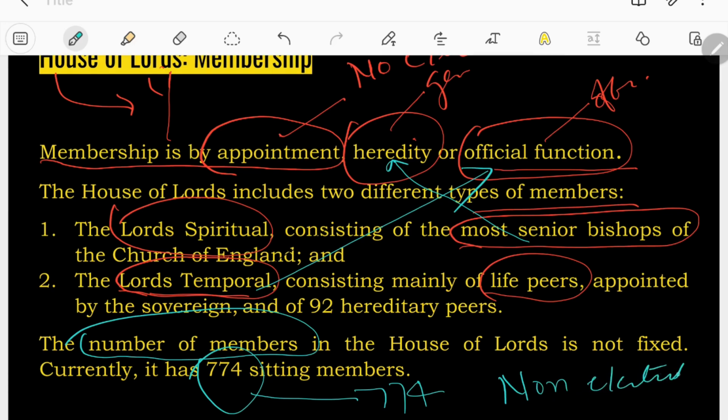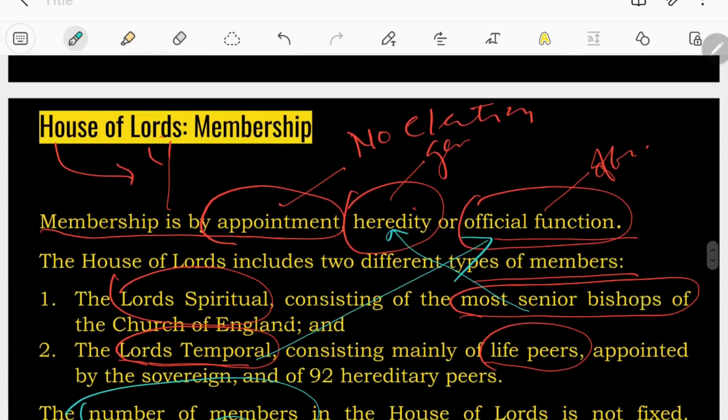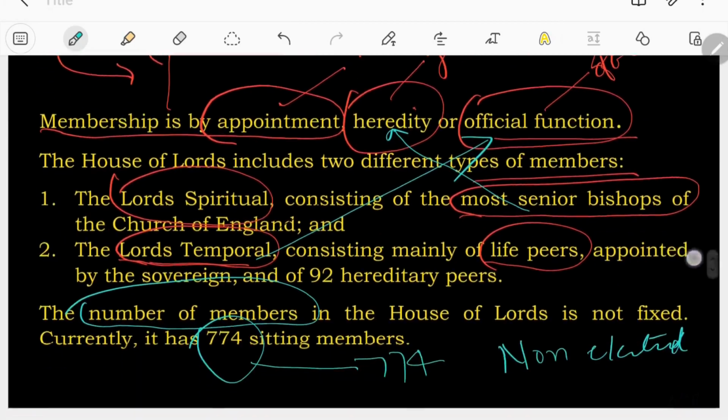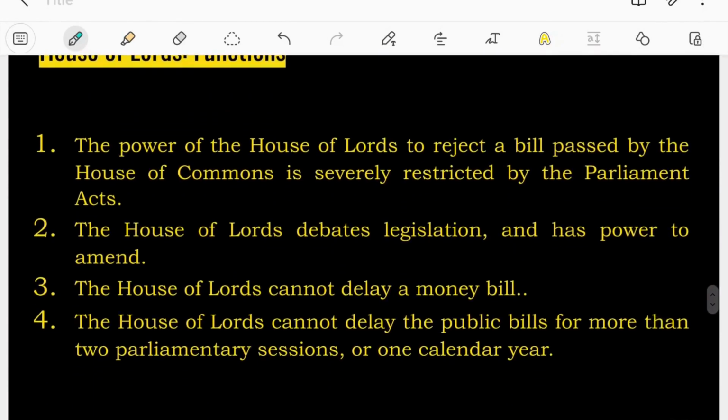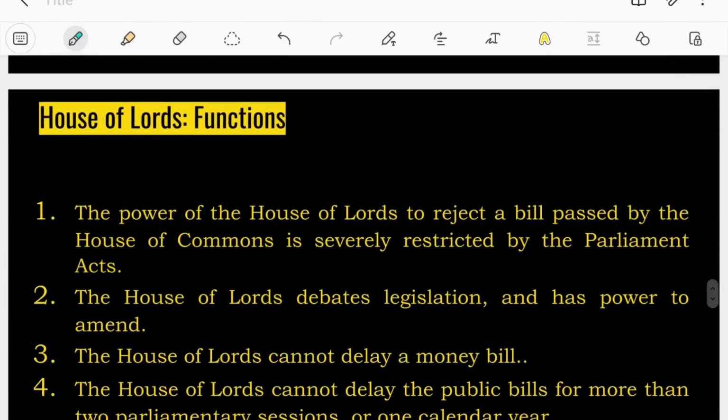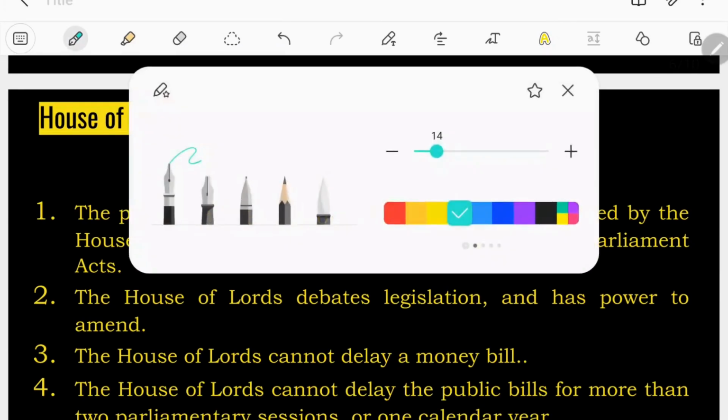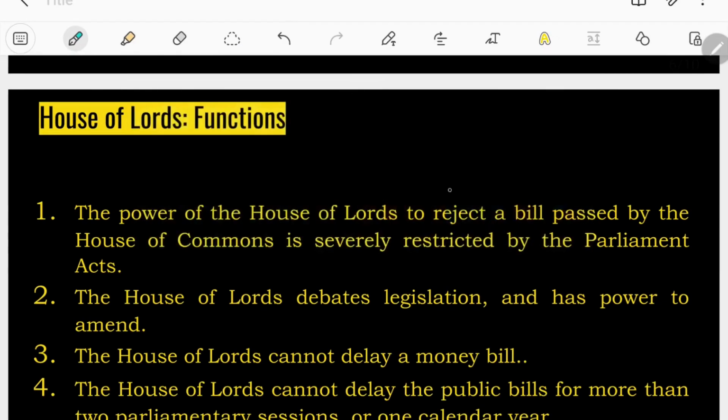So this is the way you can see the structure for them to get the membership of the House of Lords here. Now what are the functions they are going to do? Now the functions which they are going to do here, you can see they can reject the bill.